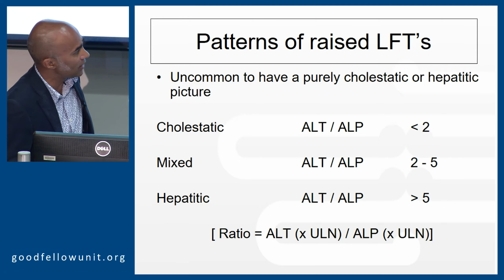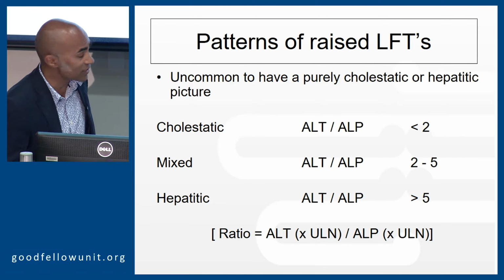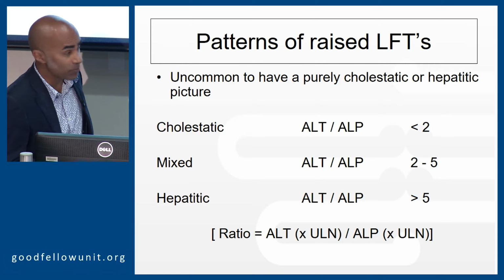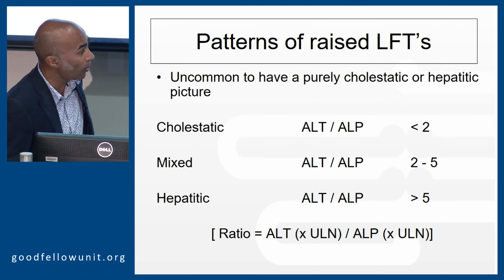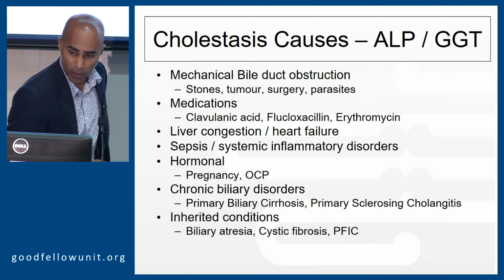I think most of the cases fall into the mixed category of liver function abnormality, but if we're looking at cholestatic, the ratio of ALT to ALP is less than 2. Hepatic, ALT is generally speaking more prevalent and higher, and obviously you get a higher ratio there as well.